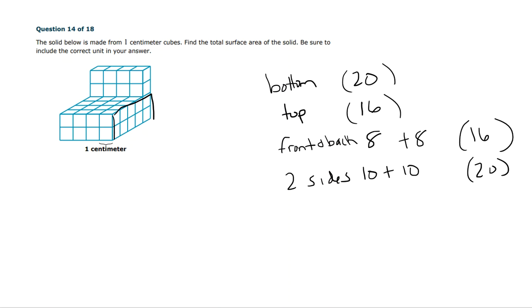Okay, now let's look at our other shape. Okay, it's another rectangular prism. And the bottom's not showing here because it's been stacked. Okay, but for our top, we have a 1 by 4. So that area is going to be 4. Then we have our front here, which is a 4 by 2, and that's 8. And then for our back, it's going to be another 8. And then we have our two sides.